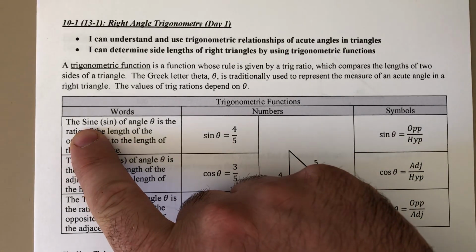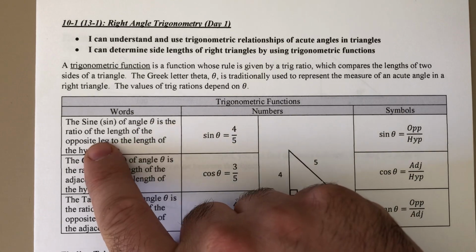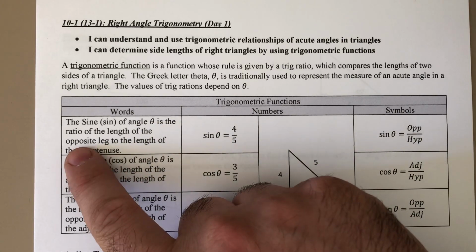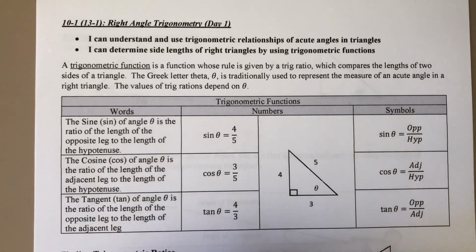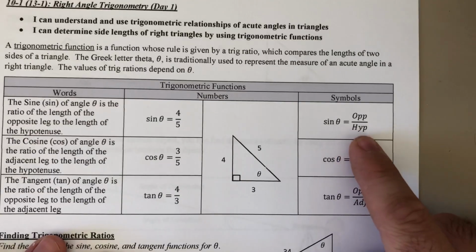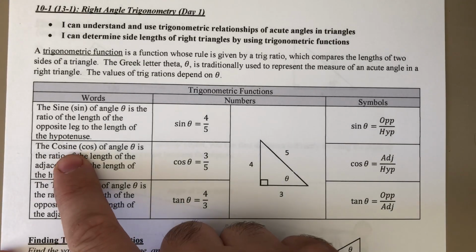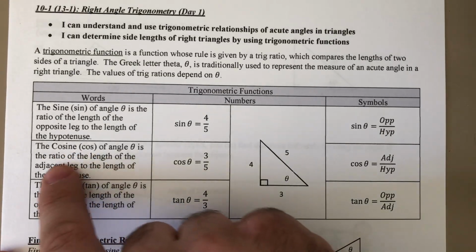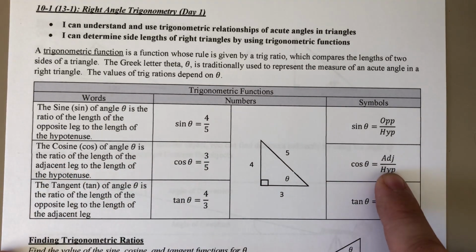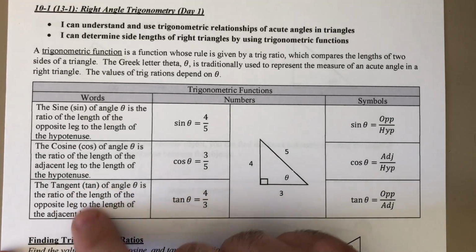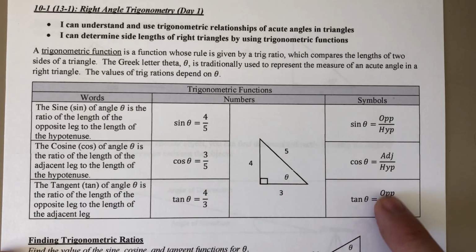If you remember, the sine of an angle is always the ratio of the length of the leg that's opposite that angle to the length of the hypotenuse. The easiest way to say it: sine of theta is the opposite leg over the hypotenuse. Cosine of theta is the ratio of the length of the adjacent leg to the hypotenuse. And the tangent of theta is the ratio of the opposite leg to the adjacent leg, opposite to adjacent.